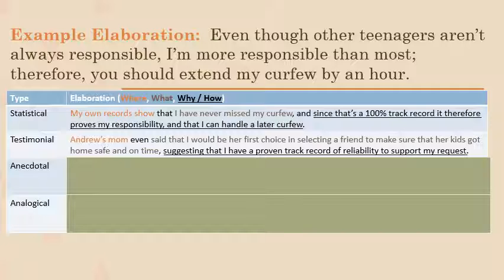What is she saying? She's saying that I'm her first choice in taking care of her kids. So that's elaborating on the evidence a bit. Why or how is that important? It's because her authority is proving my track record, right? It's proving that my track record makes me worthy of extending my curfew.